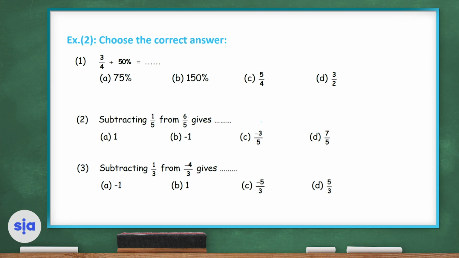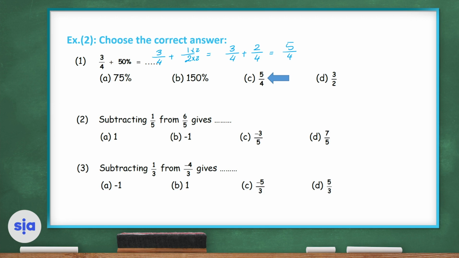Exercise number 2, choose the correct answer. 3 over 4 plus 50%. As we said, 50% is half, so it's 3 over 4 plus 1 over 2. Multiply here up and down by 2. It is 3 over 4 plus 2 over 4. Then the final result is 5 over 4. So the answer of question 1 is choice C.